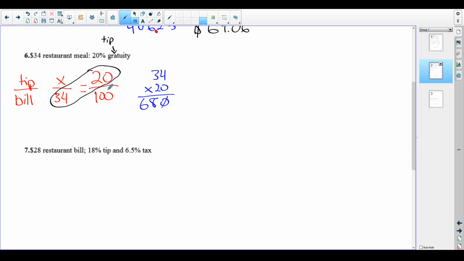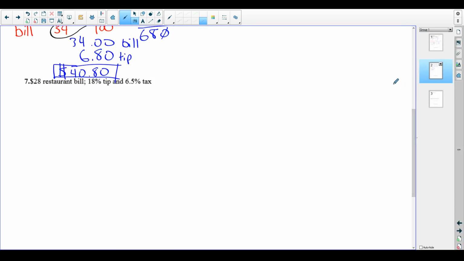And then if we want to divide that by 100, it's our last step. We're going to take our decimal. We're going to move it back 2 places. So 680 divided by 100 is $6.80. And that's our tip, plus $34 for the bill, which gives us a total cost of $40.80. That would be our answer. Okay.